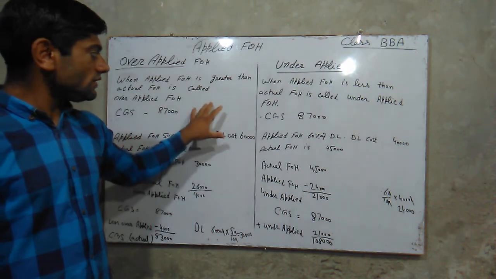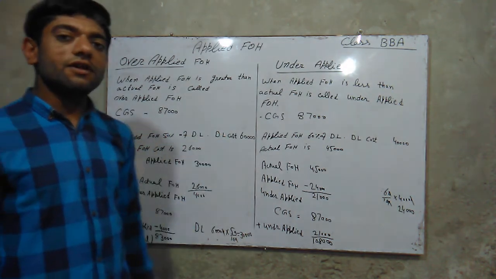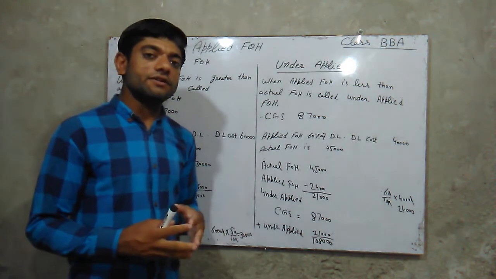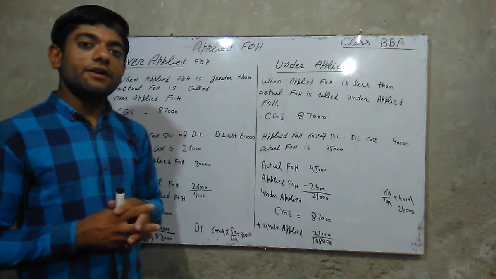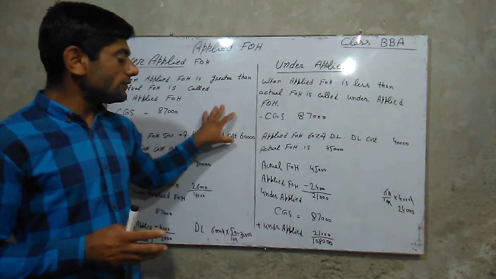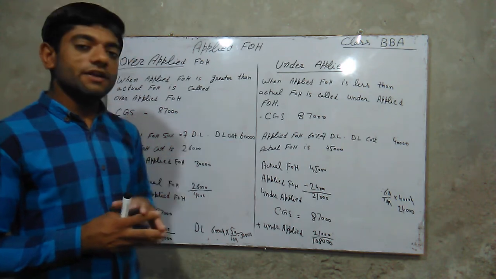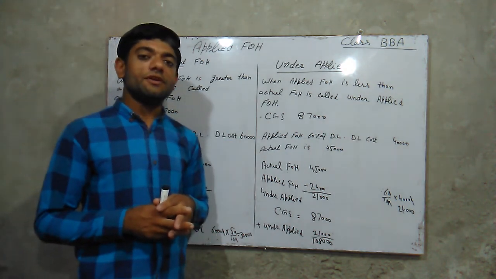So practice, and in the next lecture we will also discuss the cost of goods sold statement with under and overapplied factory overhead. So watch this lecture again, and if you have any question or confusion, you can discuss with me.